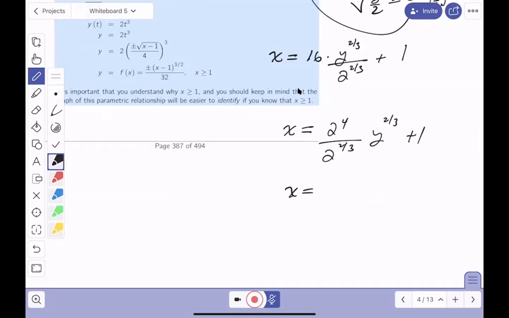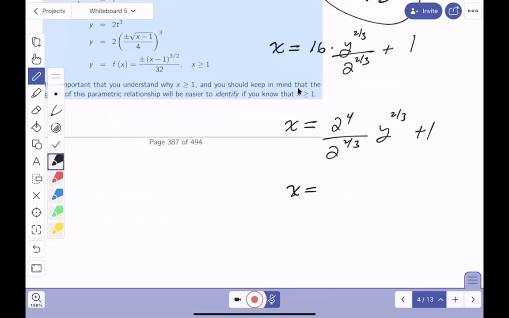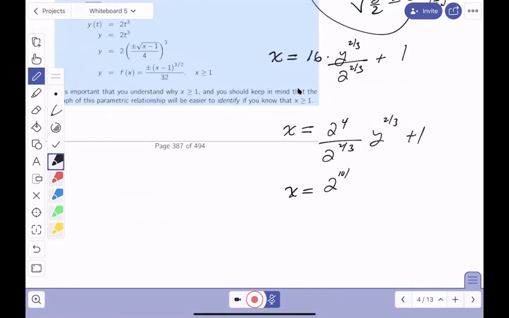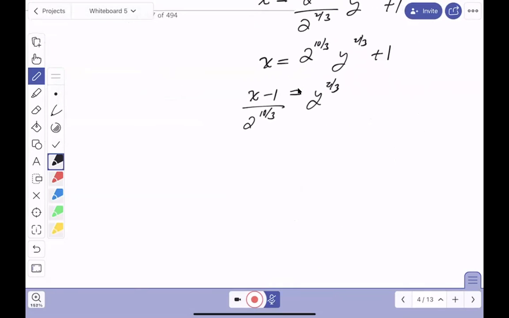I got to simplify that. It's going to be 12/3 minus 2/3, 10/3. And then you get y to the 2/3 here. And what do I have to do now? Well, I got to subtract 1 from both sides and divide both sides by the coefficient on y, which is 2 to the 10/3. And that's going to be y to the 2/3. All right, a little complicated. I realize that. And of course, what I'm doing may require me to rethink the problem.